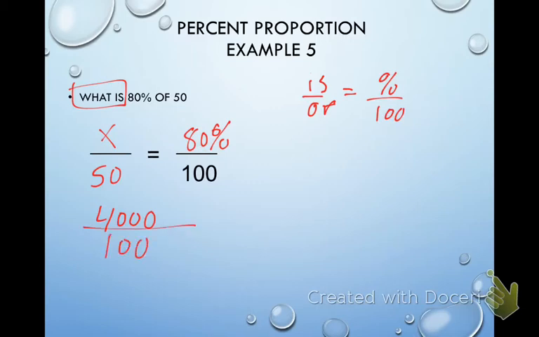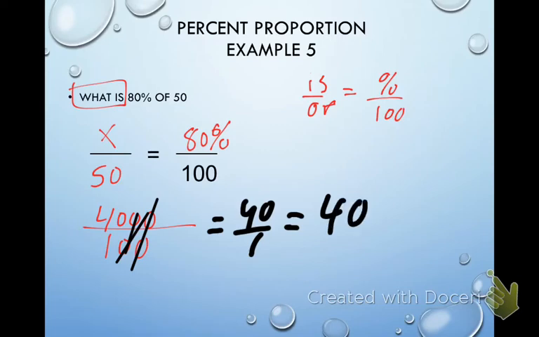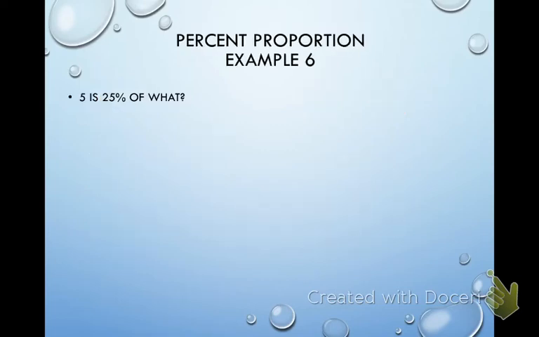Hey, remember that trick I showed you guys earlier where you can cross things off? Well, cross off the zeros, cross off the zeros. That leaves us with 40 divided by 1. 40 divided by 1 is simply 40. There we go. We're done. Congratulations. Move on.